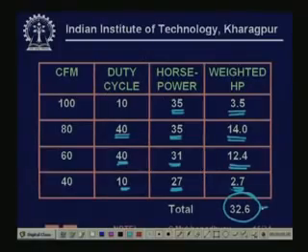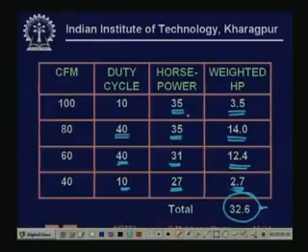Remember this figure. We will come back and see, if you do a variable speed drive for the same pump and the same load profile, what this figure would have been. So we have a 32.6 horsepower average requirement for the load and the pump. We would also like to see how these 35, 35 and 31 figures are located, because otherwise you may not believe me. So let us go back.